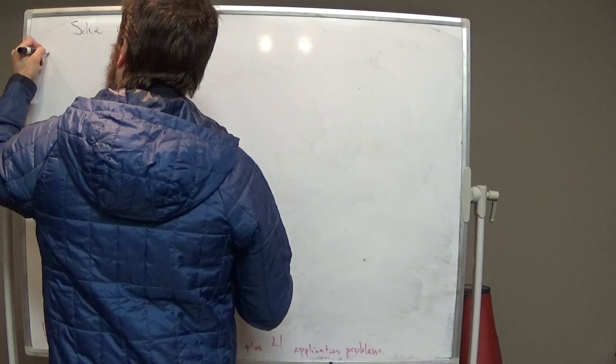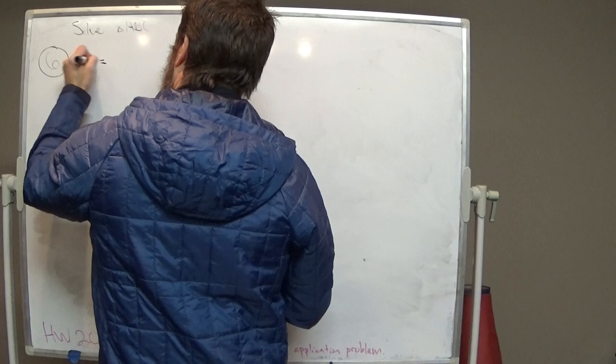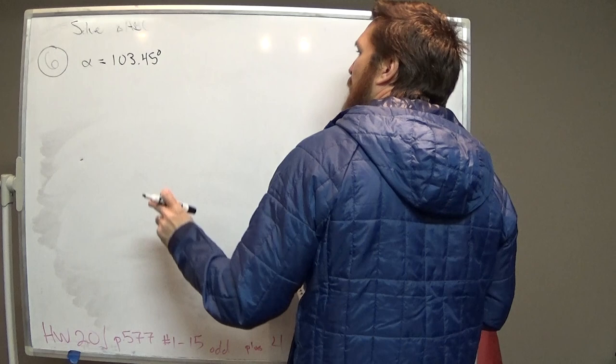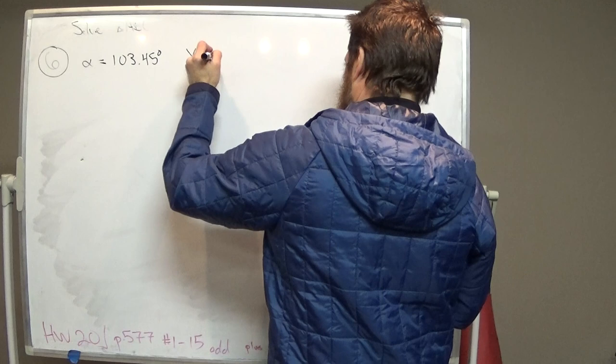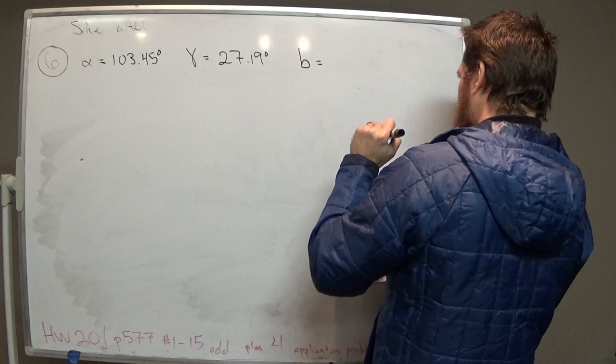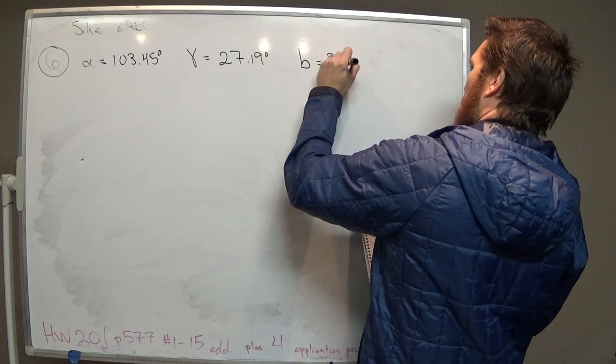So we're solving ABC. This is number 6, and you're given alpha is equal to 103.45 degrees. Notice they give you 2 decimal places here for degrees. Your final answer should have 2 decimal places for the degrees. Gamma is equal to 27.19 degrees. B is equal to 38.84. Not degrees, that's an actual measure of length.